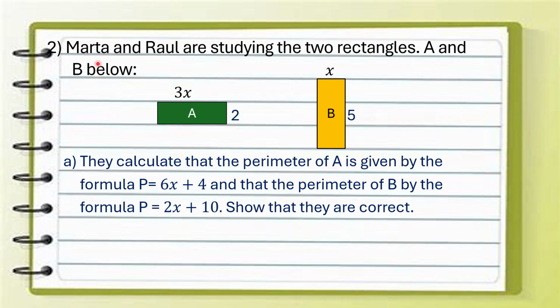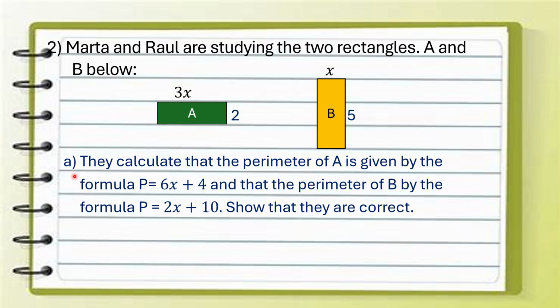Second sum, Martha and Raul are studying the two rectangles A and B below. So this is rectangle A, this one is rectangle B. They are given the measurements for rectangle A. What is it? 3x and 2. For rectangle B, they are given the measurement as x and 5. So in a rectangle, opposite sides are equal. So here also we'll have 3x, there will be 2. So here it will be x, there will be 5.